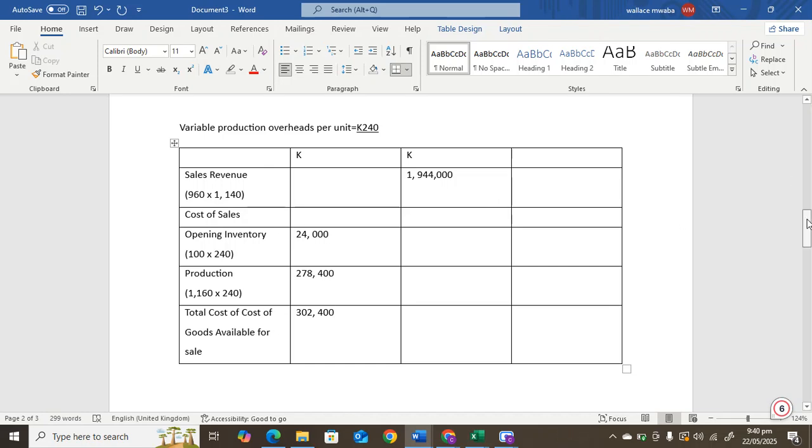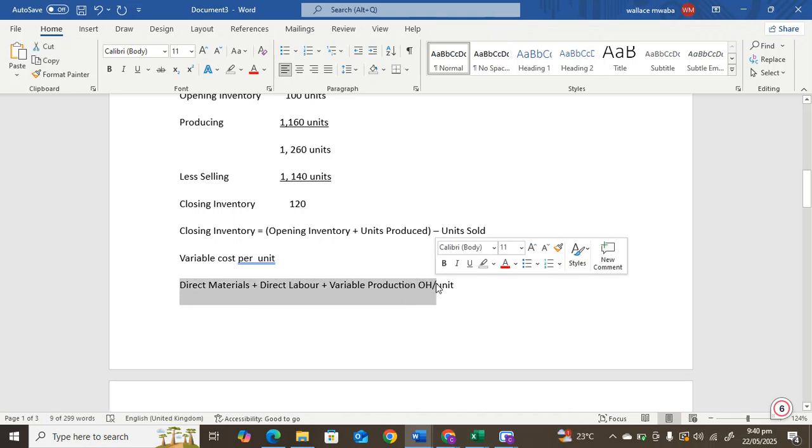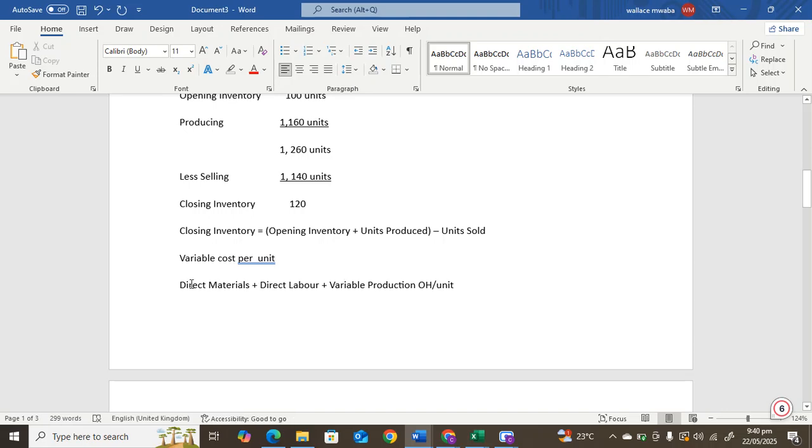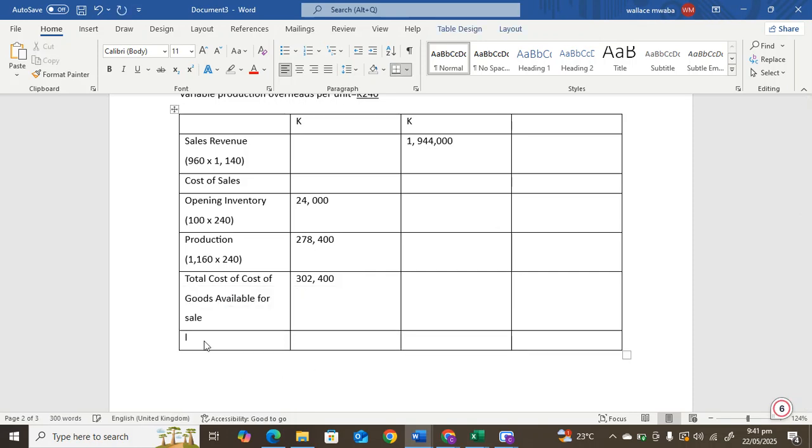Do not include those other variable costs when you're tabulating the variable cost per unit. Remember the other question we did? There was another one with variable selling overheads, and we never included it in our variable cost per unit. We included them after we got our cost of goods sold. So that's another point to take note of. Because for marginal costing and absorption costing, you're just focusing on production costs, which you use to value the inventory.